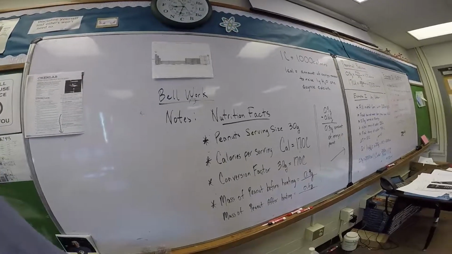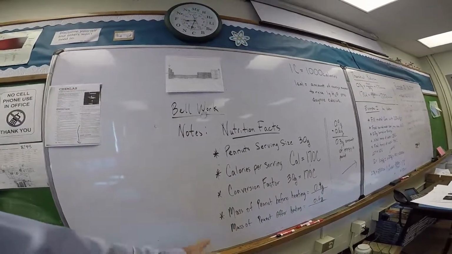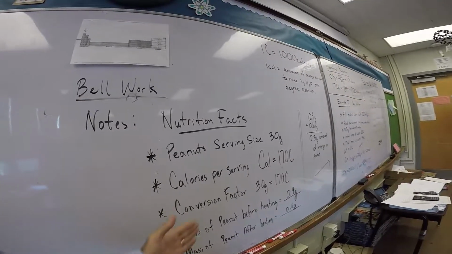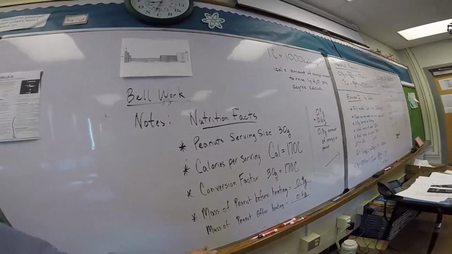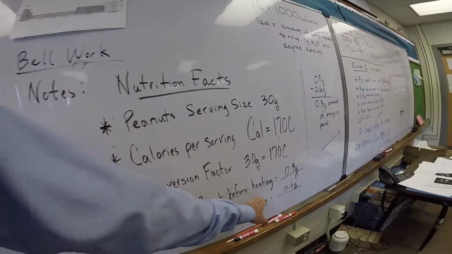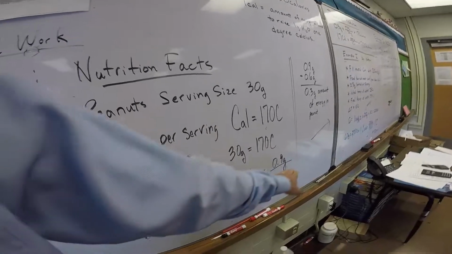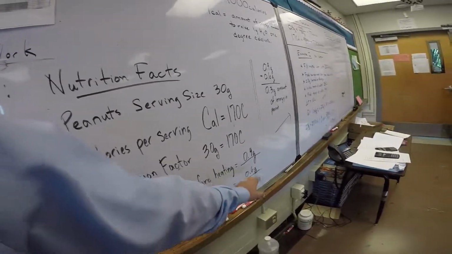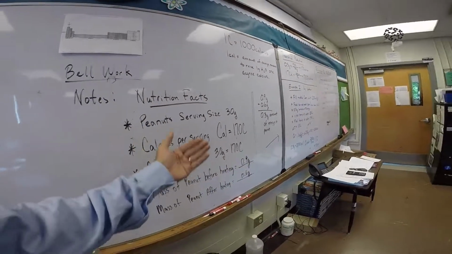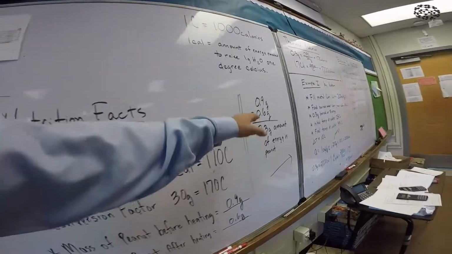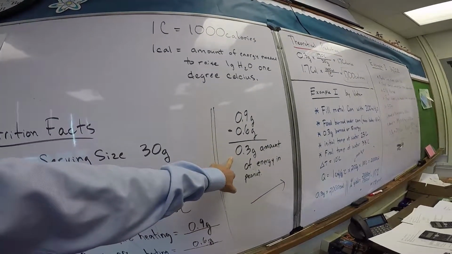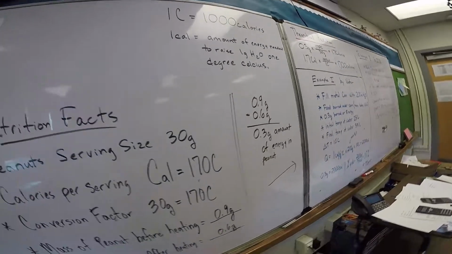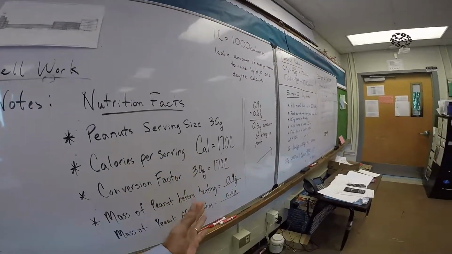Does everybody understand? All right, so then you're going to set up the apparatus. You're going to burn the peanut, or burn the food item. You're going to measure the mass of the food item before you heat it, and then after you heat it. That's important to know. You need to know the before and the after. So in this situation, you have 0.3 grams of energy produced in the peanut.